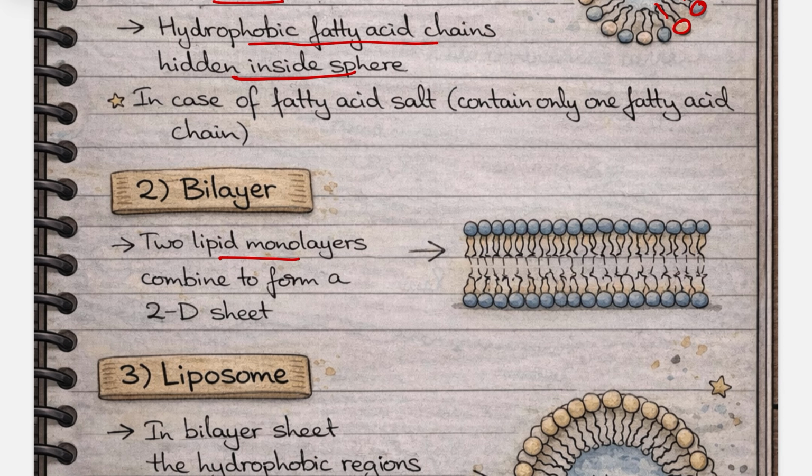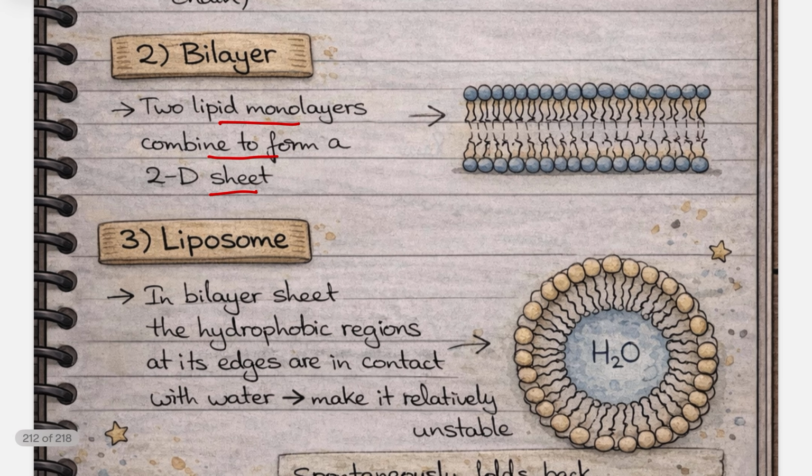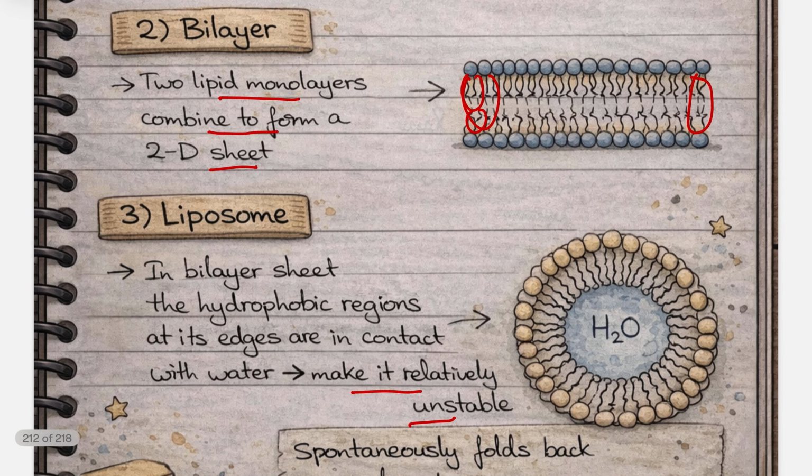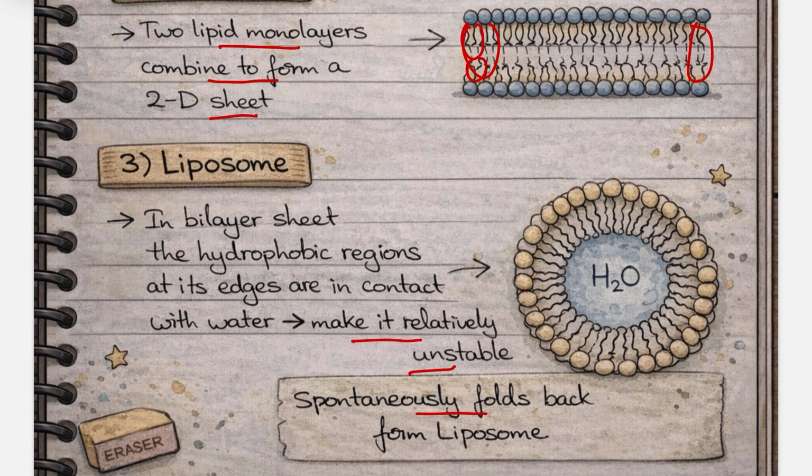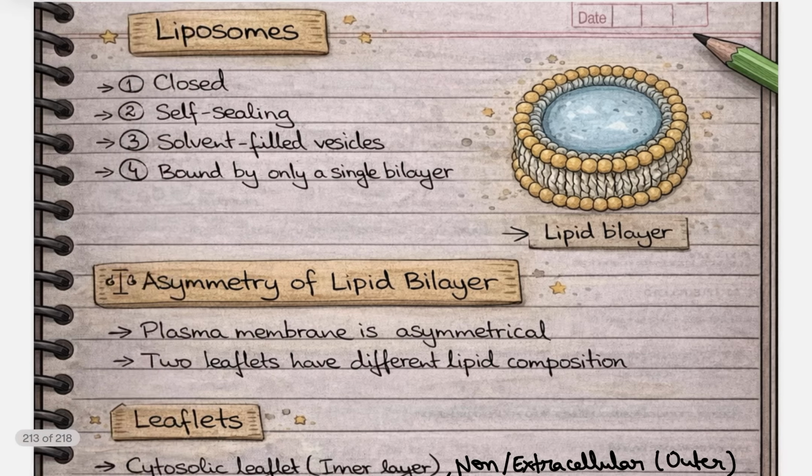Bilayer: two lipid monolayers combine to form a 2D sheet. In this bilayer, the hydrophobic region at the edges is in contact with water, which makes it relatively unstable. Thus it spontaneously folds back to form a liposome. Liposomes are closed, self-sealing, solvent-filled vesicles bound by only a single bilayer.